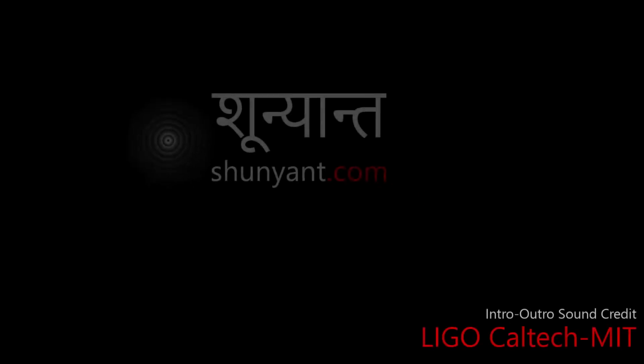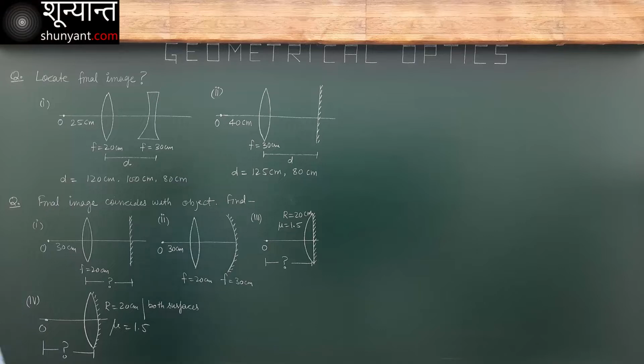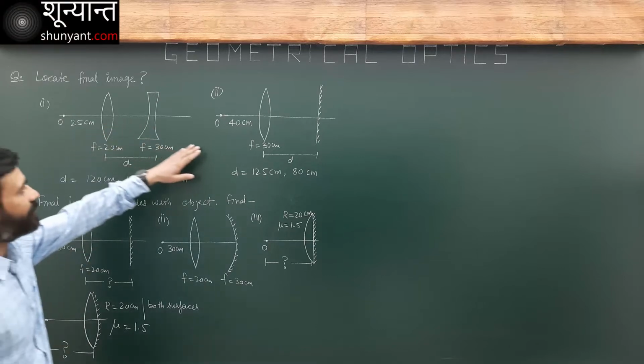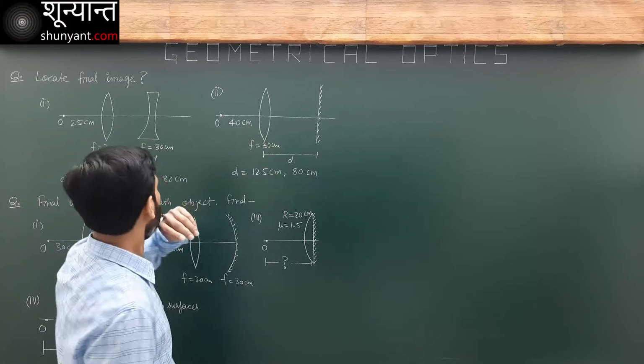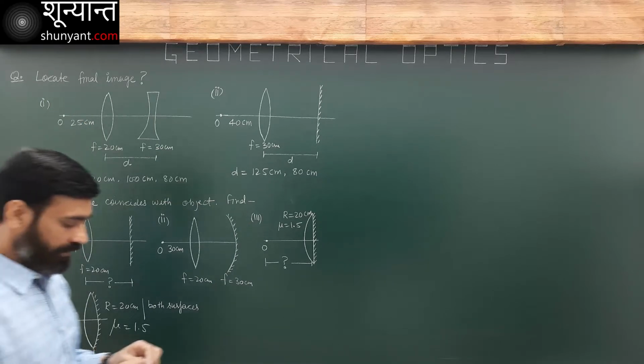Here we have a combination of lenses and mirrors. I have two lenses here, one lens and one mirror here. I have to locate the final image. Okay, so I have to find its distance.